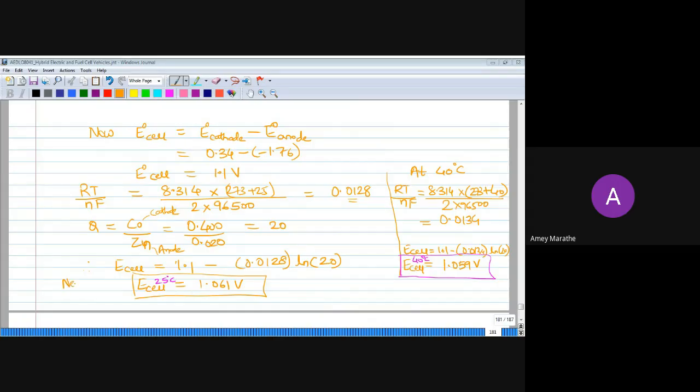This is also called the Nernst voltage, or Nernst or open circuit voltage at 25 degrees C. Similarly, if I calculate it at 40 degrees C, I just have to change this temperature value. So what we see is at 25 degrees C, the open circuit voltage for a fuel cell or a galvanic cell is 1.061. Similarly, at 40 degrees C, that same cell is giving the voltage as 1.059 volt. It means that temperature does have an effect on the cell.